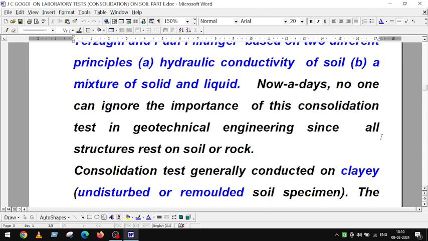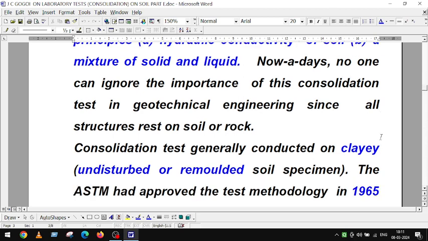Consolidation test is generally conducted on clay, undisturbed or remolded soil samples, preferably. Granular soils are not suitable, where the pore water can very easily drain out. In that type of soil, consolidation test is not required.